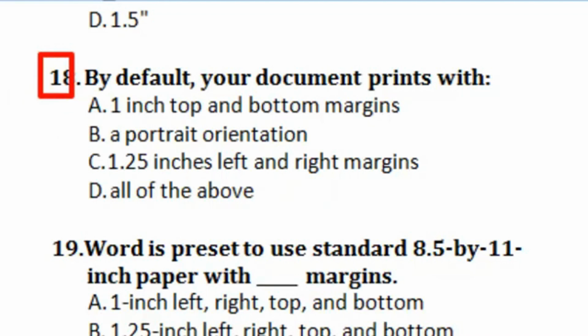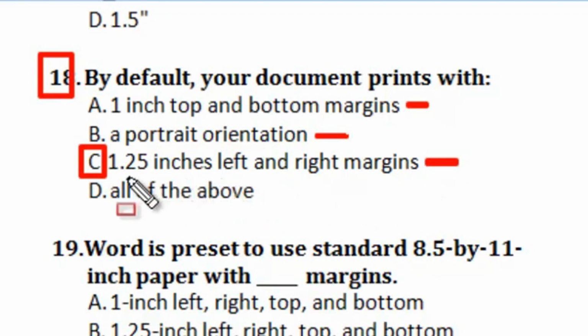So 18. Number 18 is asking that by default, your document prints with which size, margin, orientation, left inches and the right inches. What are the margins that it leaves when you are printing it in default? You can just pause the video now, go to Word, try to print a document and look at the properties in which it is going to print. You realize that it can be 1 inch top and bottom margin. You can print it in that.